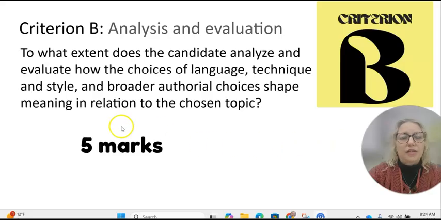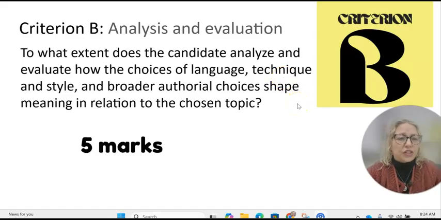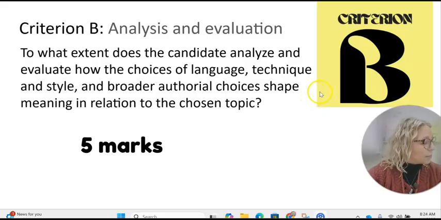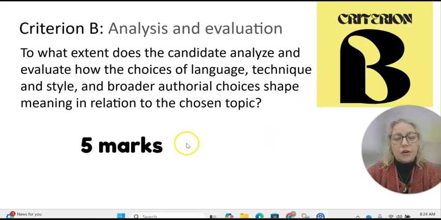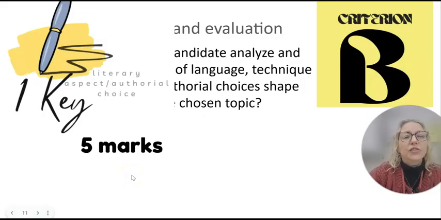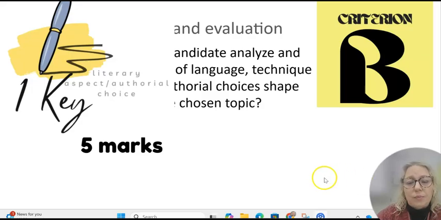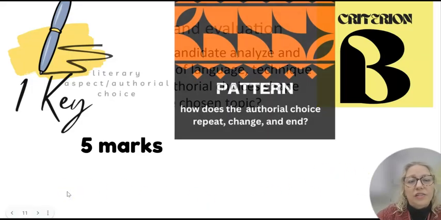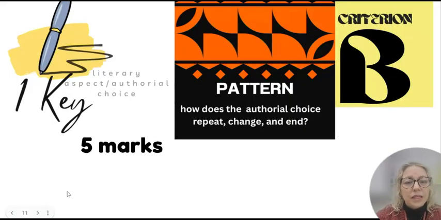I'll just remind you that in the rubric it says, to what extent does the candidate analyze and evaluate how the choices of language, technique, and style and broader authorial choices shape meaning in relation to the chosen topic. And so in order to score higher on criterion B, you're going to make sure that you're tracing one key literary aspect or authorial choice throughout the book. And look how it works as a pattern. How does it repeat? How does it change? And maybe most importantly, how is it used at the very end?